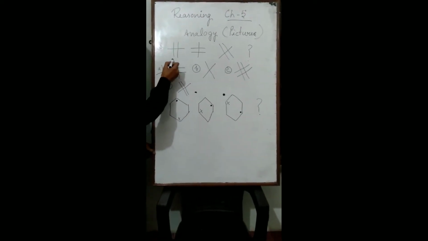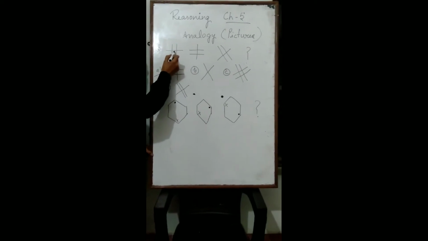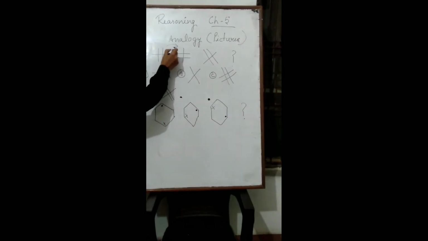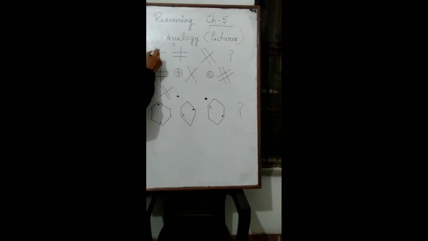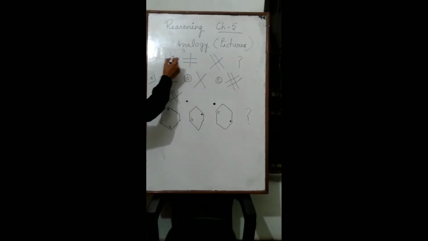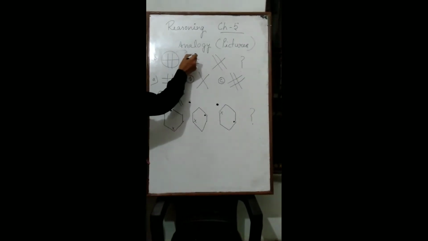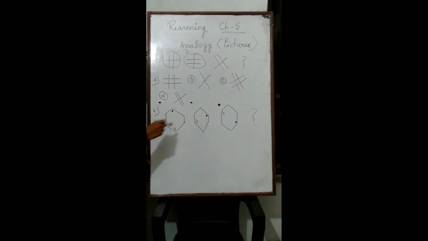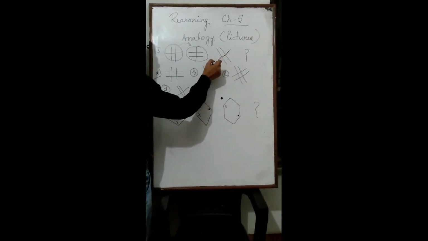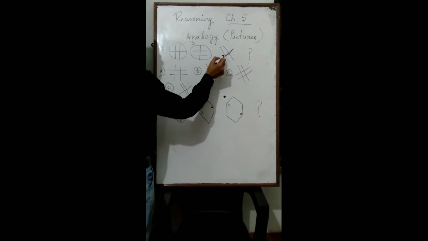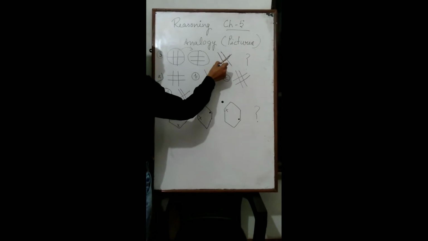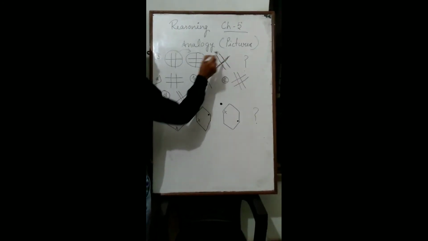In this question, you can see in the first figure, how many lines are there? 1, 2, 3. In the second figure, you can see 3 lines are there, but these lines are here and here are 2 lines. But the positioning of this figure will not change. Similarly, you can see this figure in a cross way. But how many lines are there? You can see in this figure 3 lines are there. 1, 2, and 3. 3 lines are there.